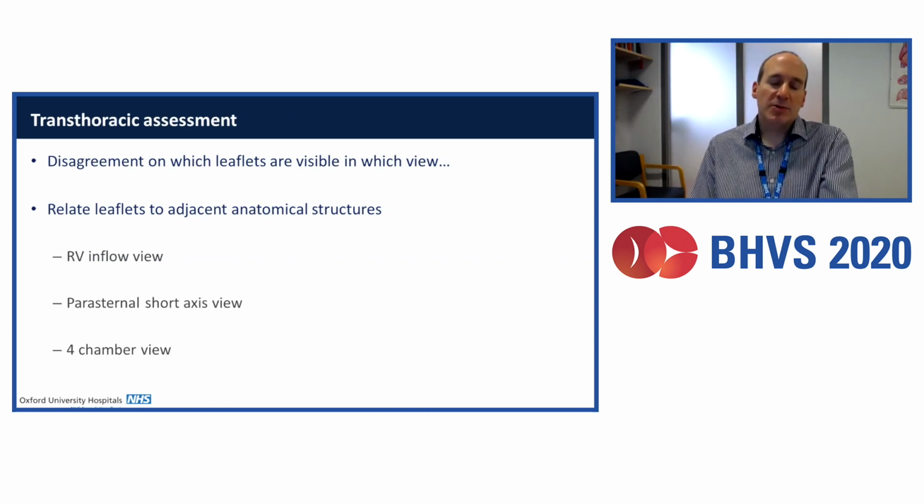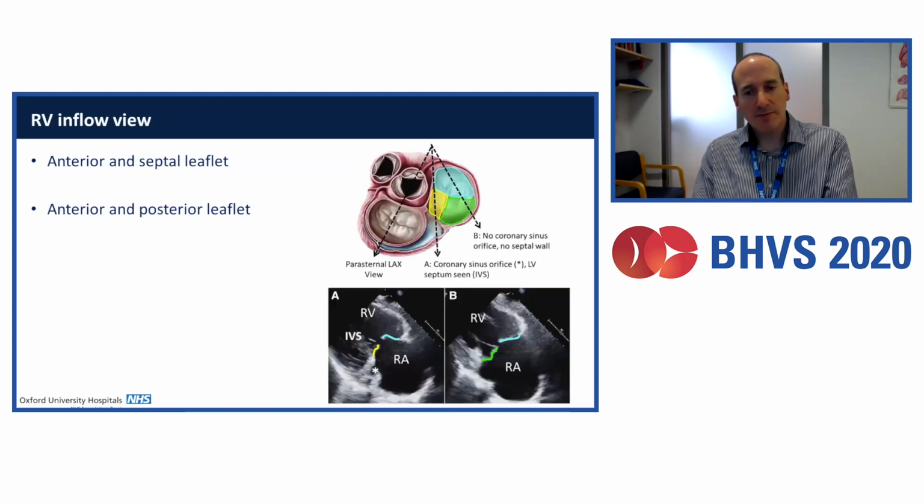If you go and read any textbook on the tricuspid valve or look up any paper, you will find quite easily discordance and disagreement on which leaflets are visible in which view. And the reason for that, I think, in part is due to the variation in tricuspid valve anatomy, and also the fact that it's quite easy to take slightly non-standard imaging planes and see different leaflets of the valve, as I'll demonstrate to you shortly. But I think to understand the tricuspid valve, you've got to look at these 3 views: the right ventricular inflow view, the parasternal short axis, and the 4-chamber view, and that could be apical or subcostal.